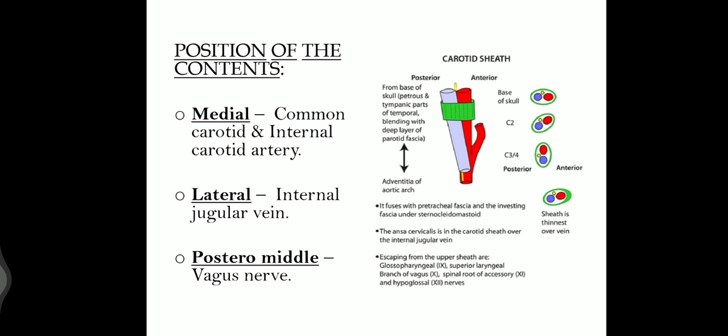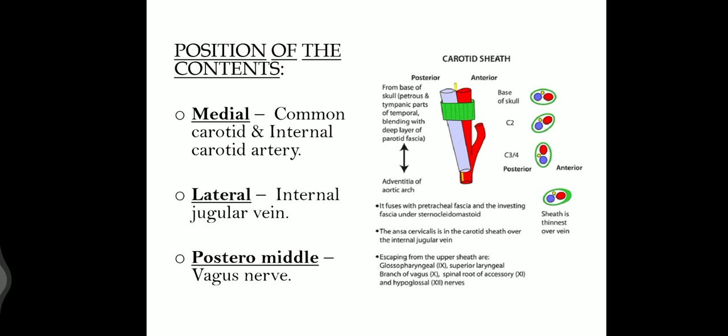So the external carotid artery is not a content of the carotid sheath. Only the common carotid artery and internal carotid artery are contents of the carotid sheath, because the external carotid artery pierces out of the carotid sheath at the level of the thyroid cartilage. So the external carotid artery is not a content of the carotid sheath.